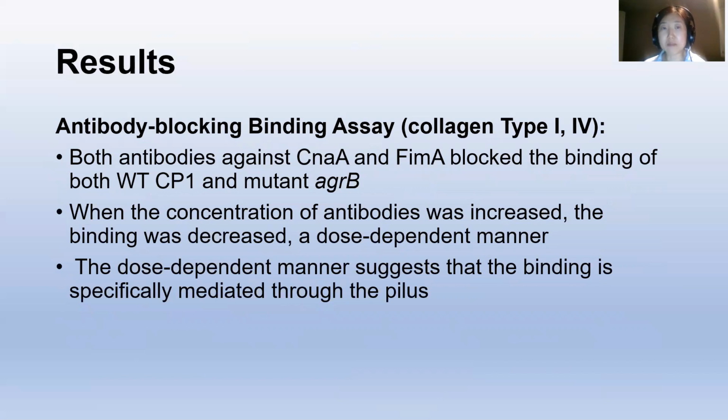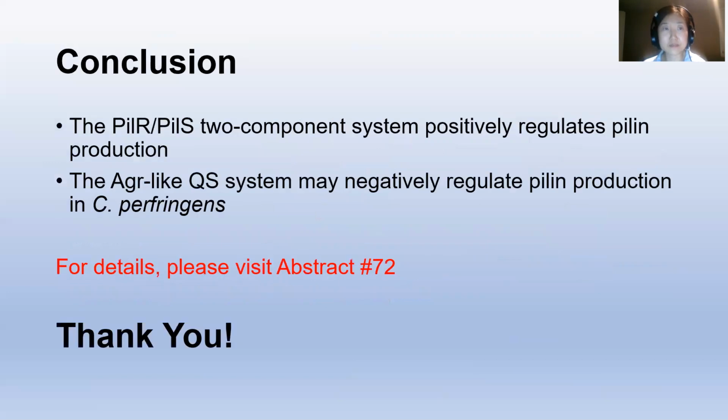From the antibody blocking experiment, we found that both antibodies against CnaA and FimA blocked the binding of both wild-type CP1 and mutant AgrB. When the concentration of antibodies was increased, the binding decreased in a dose-dependent manner, which suggests that the binding is specifically mediated through the pilus.